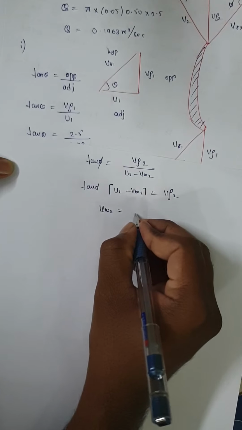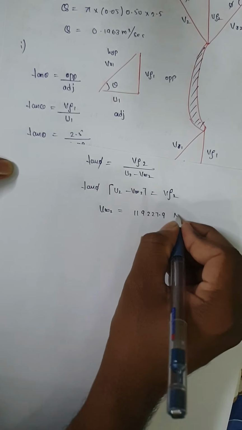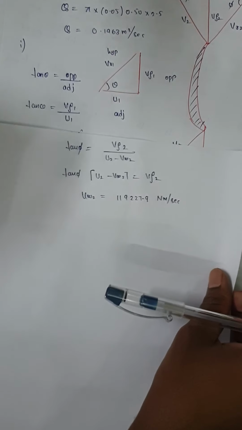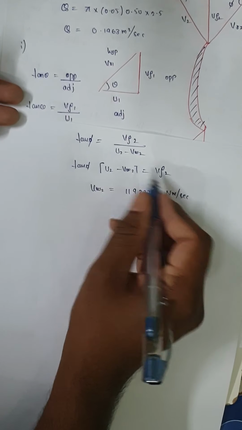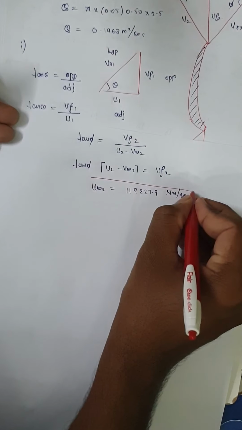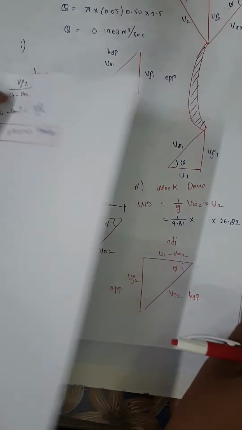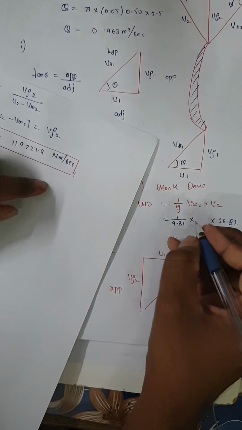vw2 is equal to 119,227.9. This is the value for vw2, because you know the value of tan pi, u2 as well as vf2. If you solve this one, you get this value. Now what you have to do, you have to substitute here.